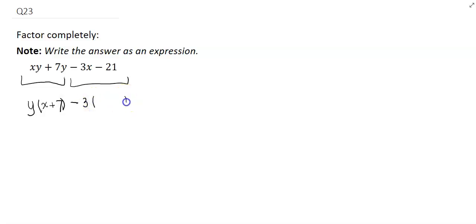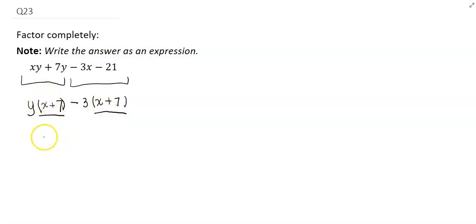Now, what is left when I factor out the negative 3? I'm left with positive x, because the negative is here, and I'm left with positive 7, because the negative is here. I take a look again: my polynomial with 4 terms turned into a binomial of 2 terms. This term has x plus 7, and this one also has x plus 7.